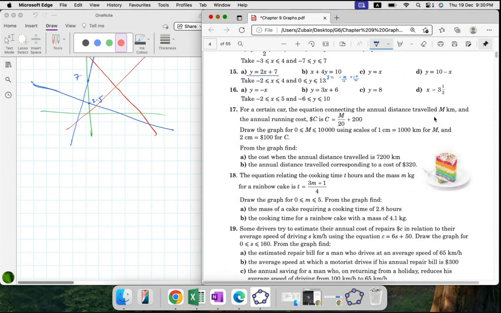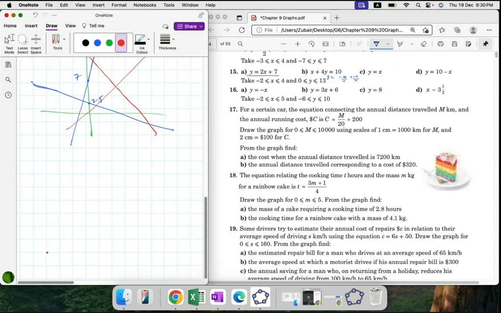So we are dealing from 0 to 10,000. That means I need 10 centimeters. Let's say this is my origin. So 1, 2, 3, 4, 5, 6, 7, 8, 9, 10. This is my 10, this is 1. And on the y-axis, we have no such end till now.